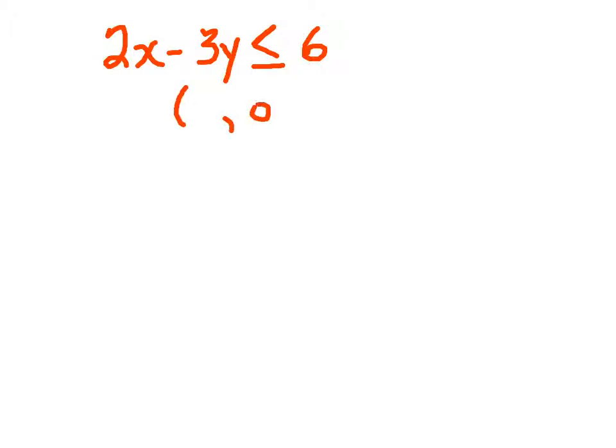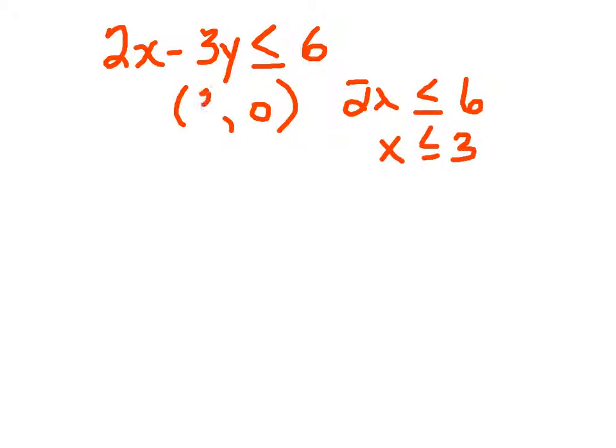So I'm going to start by letting y equal 0 to solve for the x-intercept. When I put y equals 0, that gives me 2x less than or equal to 6, which gives me x less than or equal to 3. So I'm going to put a 3 in.